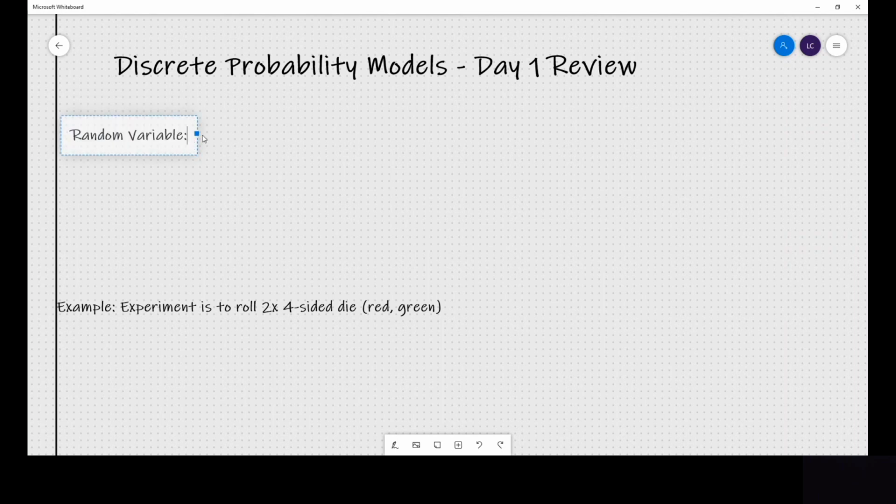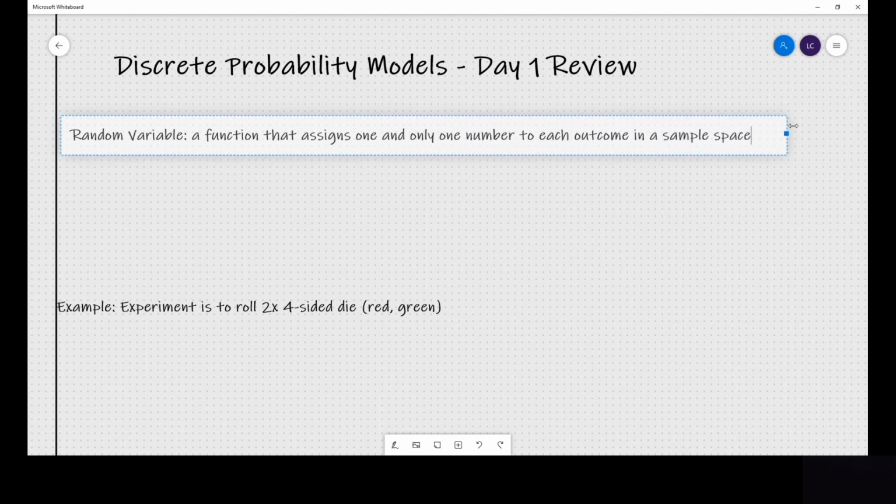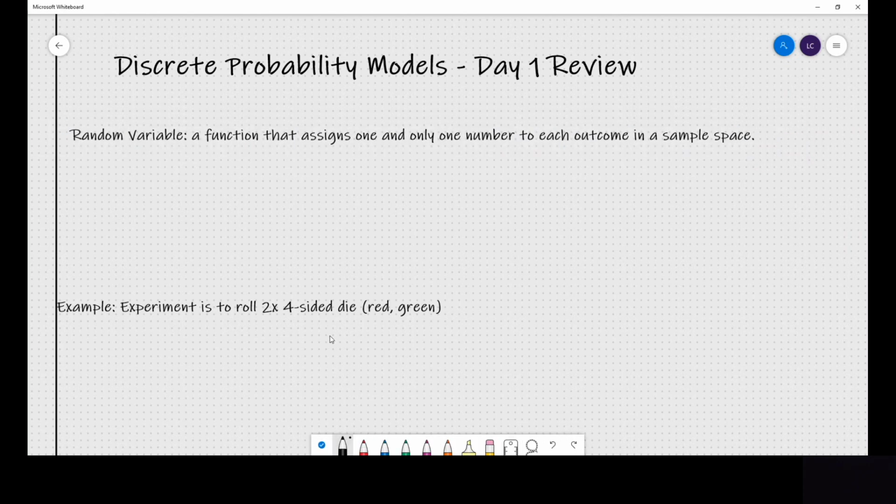So what is a random variable? We're going to let that be a function that assigns one and only one number to each outcome in a sample space. So I'm going to go ahead and make this one big giant long line, and then give you some examples.